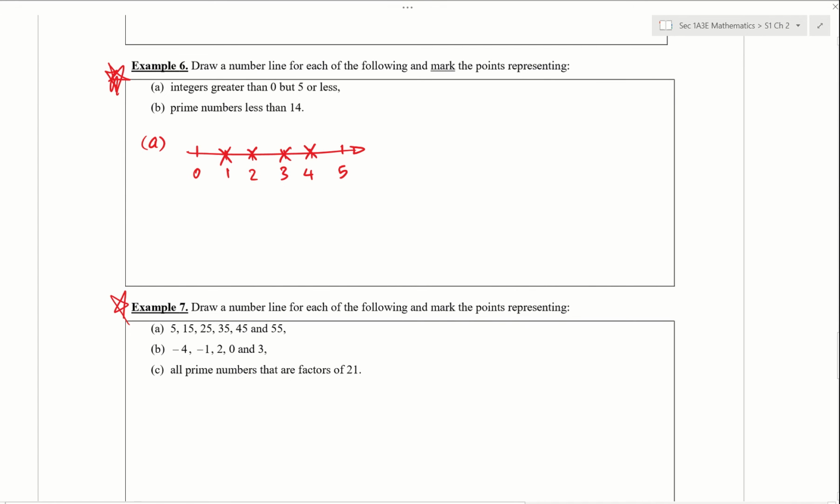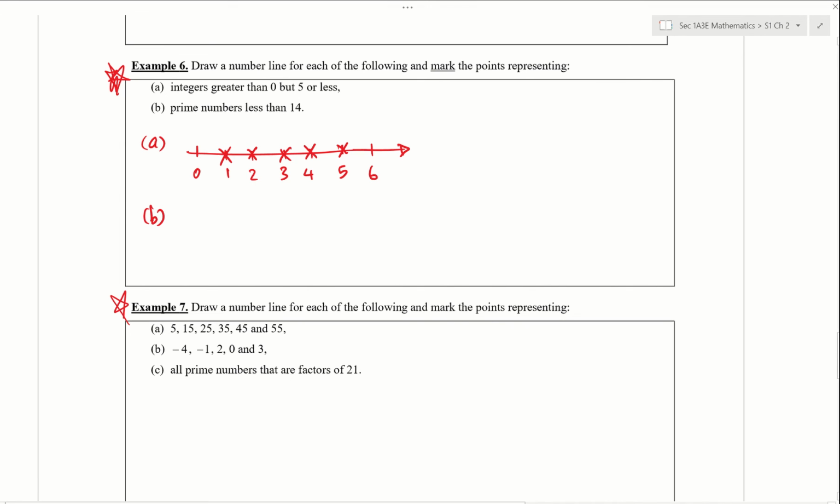Can I include 5? Can or cannot? This is an English question. They said 5 or less, right? So can I include 5? Can, I can include 5. Now, if I were to extend my number line and I draw a 6 over here, should I cross out the 6? I shouldn't. Okay, so this is the answer for part A.